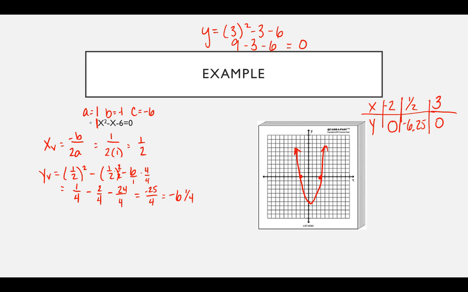My solutions are the points where my graph crosses the x-axis. So I have a solution here and a solution here. I don't have to list the whole ordered pair. I can just say x is equal to -2, x is equal to 3, because that's really what I'm interested in. This is one of my roots. This is another one of my roots.